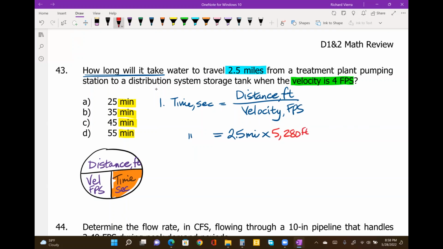5,280, and multiply and get the distance in feet. And then once we have that number, dividing by the velocity, which is given as 4 feet per second, will give us the amount of time that it's going to take in seconds.